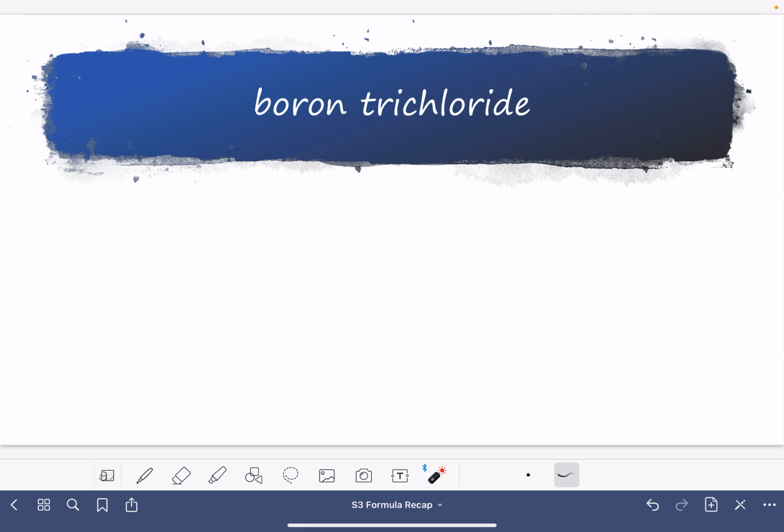Okay, sometimes the prefix mono is also given, but whether it's mono or there's no prefix, then it would be 1, and any other prefix would indicate the number. So here we've got no prefix here for the boron, so that must be 1 boron, and tri for the chloride. So the formula for this one would be boron, which is B, and then 3 chlorines. So boron trichloride.